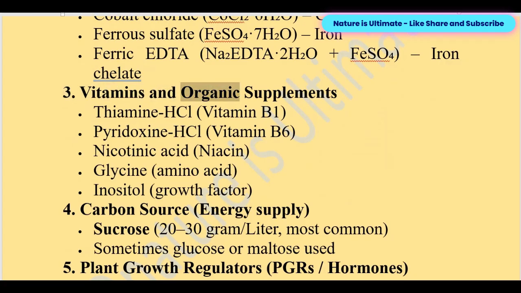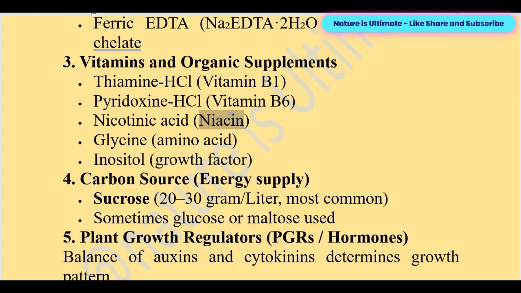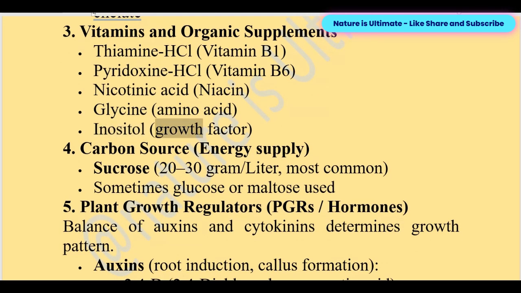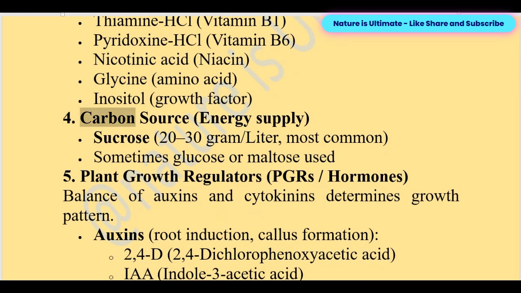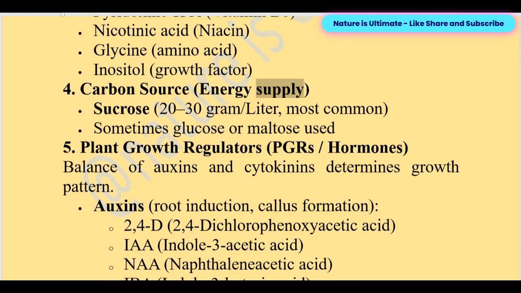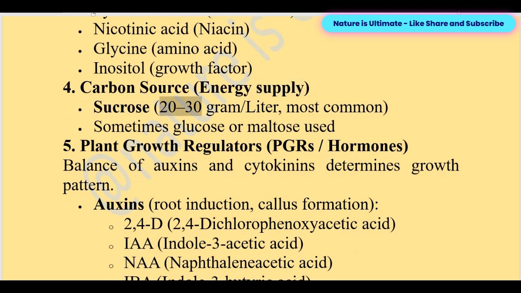3. Vitamins and organic supplements. Thiamine HCl, vitamin B1. Pyridoxine HCl, vitamin B6. Nicotinic acid, niacin. Glycine, amino acid. Inositol, growth factor. 4. Carbon source, energy supply. Sucrose, 20 to 30 grams/liter, most common. Sometimes glucose or maltose used.